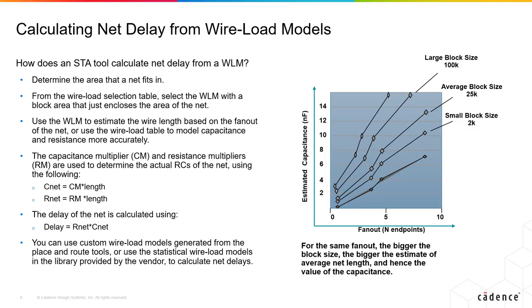sizes. The STA tool determines an area that a particular net fits into and, using the wire load selection table, selects the block area that encloses the area of the net. Then, you use the wire load model to obtain the average wire length for a given fanout and block size. You finally use the capacitance multiplier and resistance multiplier to determine the delay of the net.